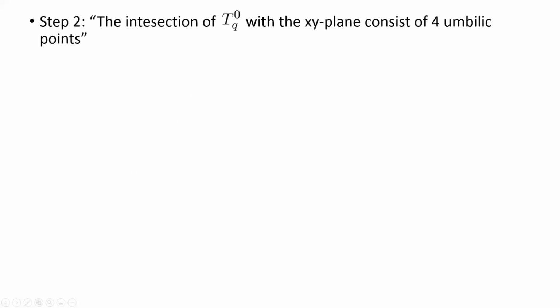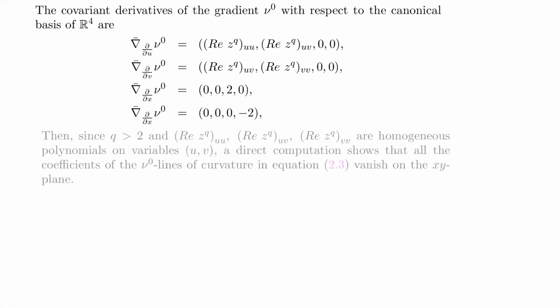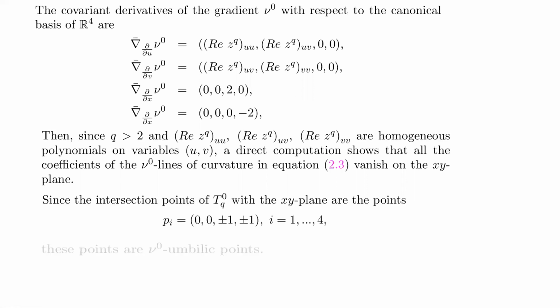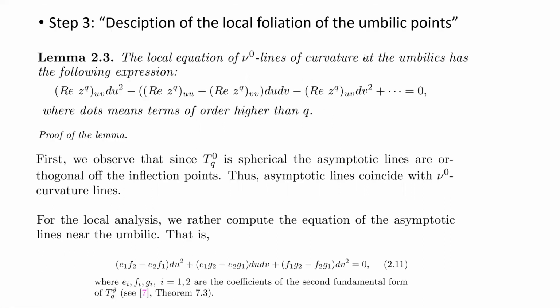Okay, let's go here. And we observe that we get the second step. First step, the description of the foliation. This is interesting because, okay, description of the foliation. We have the local foliation of nu 0 lines of curvature given in this way.